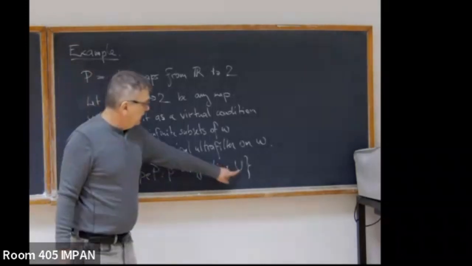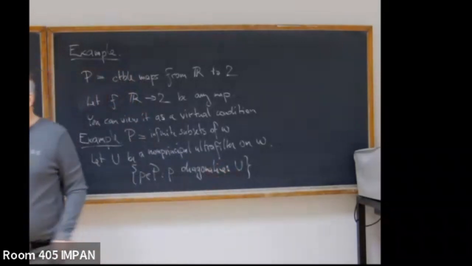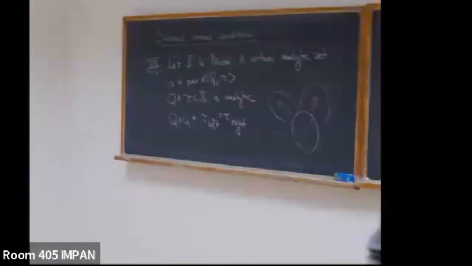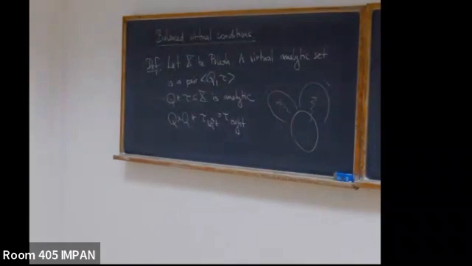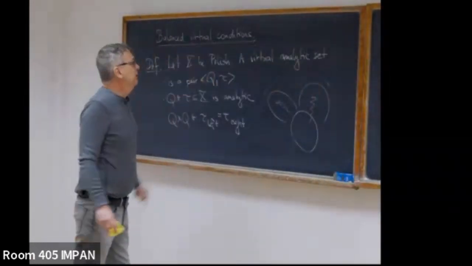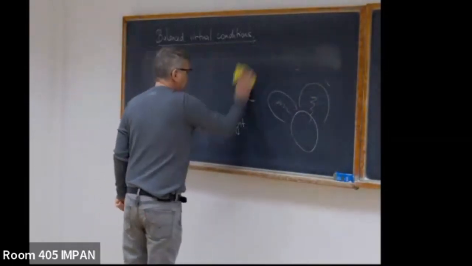When you collapse the cardinality of U to omega, it becomes a Borel set. And the Borel set doesn't depend on which generic extension. Right. So that is what a virtual condition is, and a balanced virtual condition.